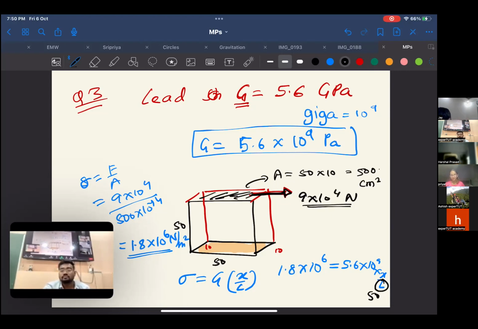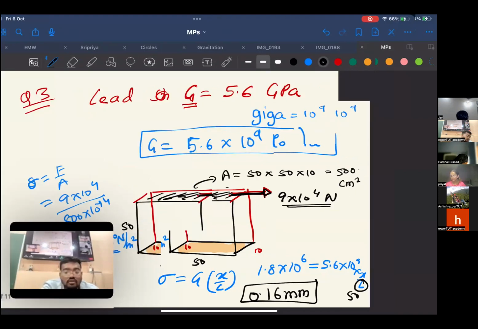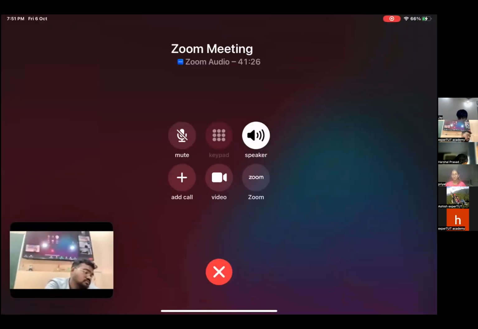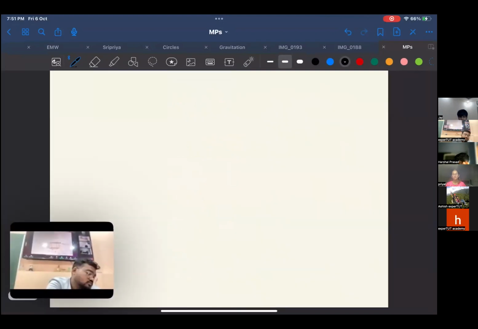Sorry, 16 centimeter is not coming, 0.16 mm is coming, in meters. Yeah, you should take L as 0.5. Correct. You have sigma is G theta. Okay. Did you all understand this?